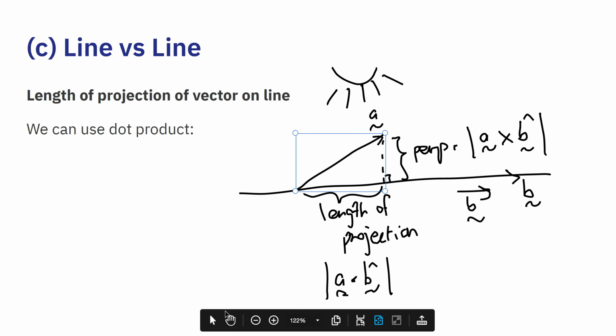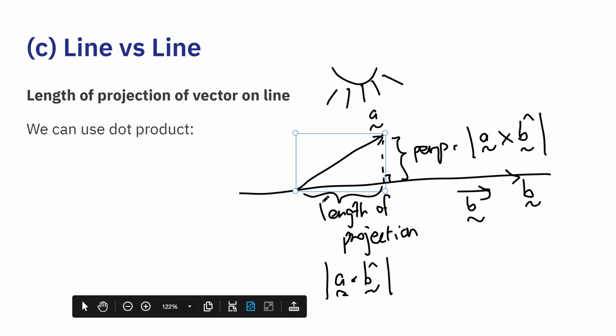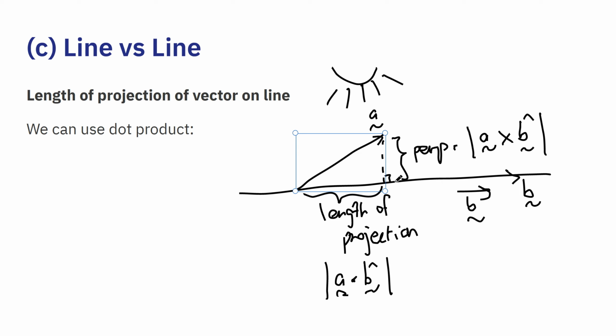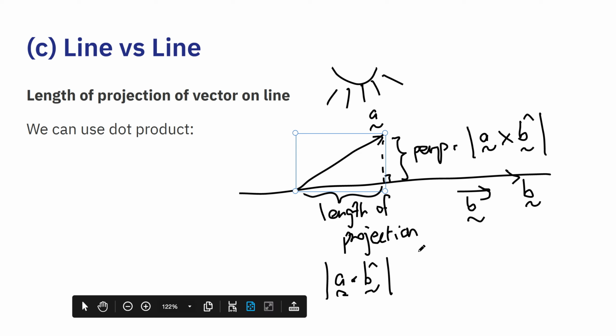So you can remember it in a very simple way. Basically, if you want to find the length of projection, you dot with the unit vector along this line. And if you want to find the perpendicular distance, which is the other length and is not along this line, then you cross with the unit vector of B. Okay, so A dot unit vector of B and A cross unit vector of B.